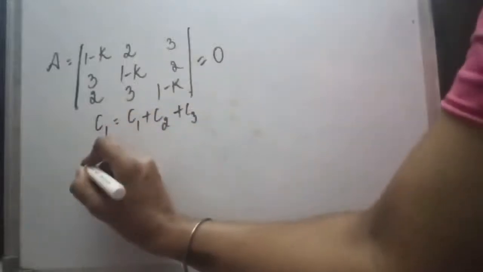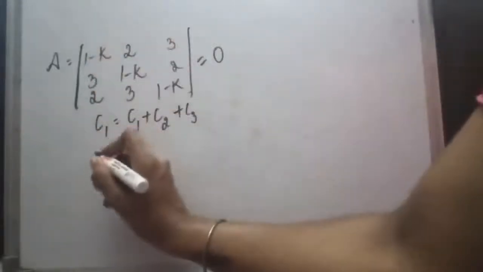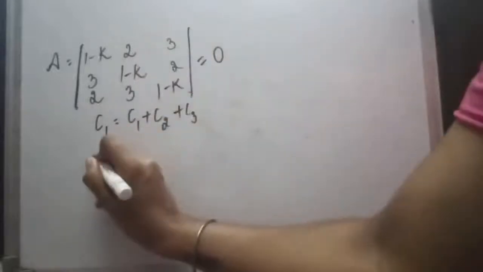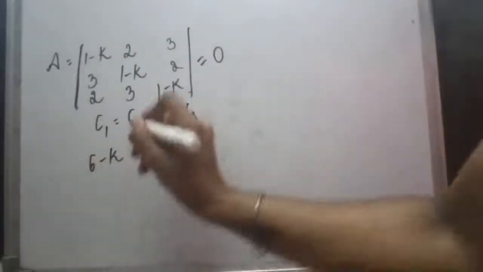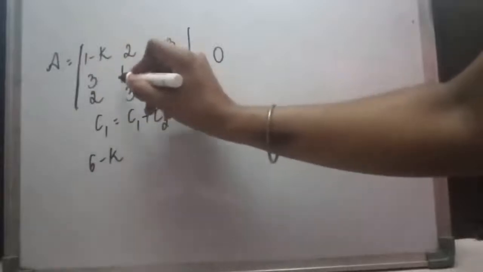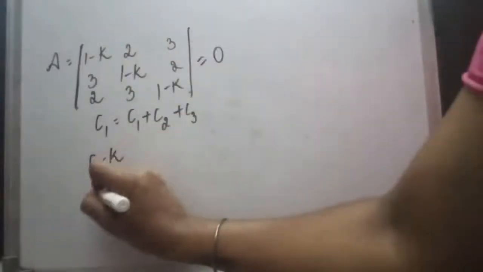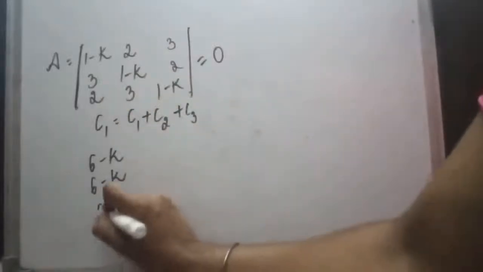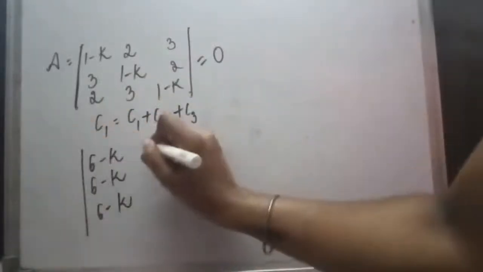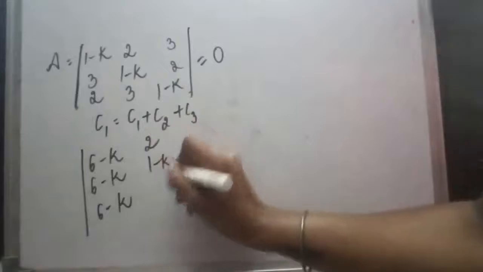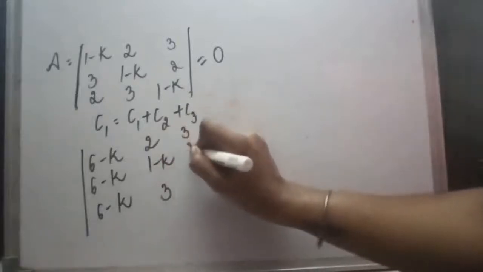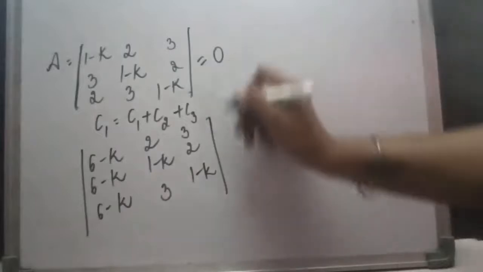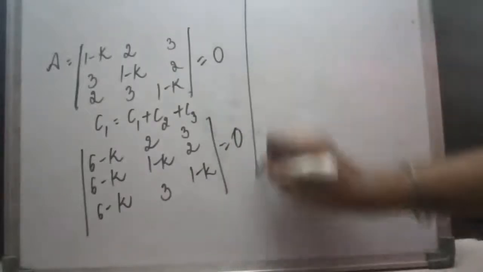So what am I going to get now? It will be 1 minus k plus 2 plus 3. So it will be 6 minus k. In the second also, 3 plus 1 plus 2, it will be 6 minus k. And in the last also it will be 6 minus k. My second column will not change. My third column will not change. It is going to be the same. And I will be putting it equal to 0 every time.